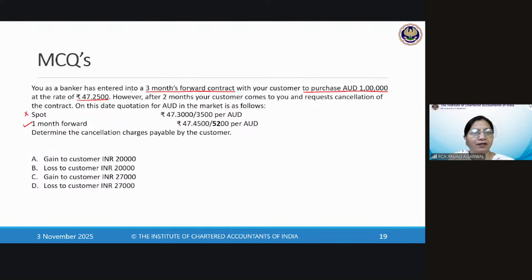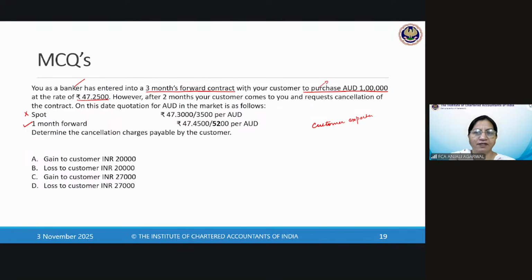Secondly, you as a banker have entered into a 3-month forward contract with your customer to purchase Australian dollar at the rate of 47.25. Is the customer an exporter or importer? It's an exporter, ma'am. Good. Why? Because the bank is buying. The bank has agreed to purchase.